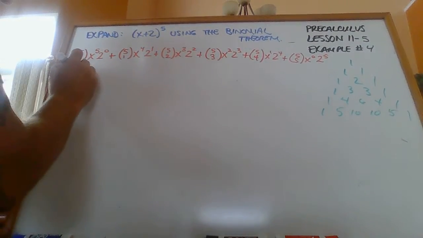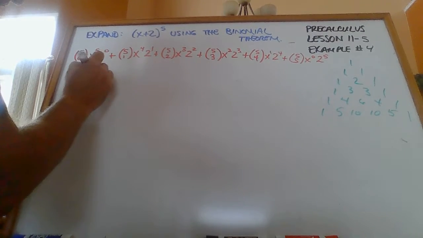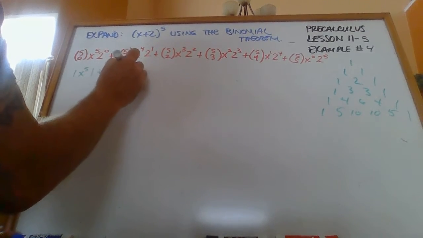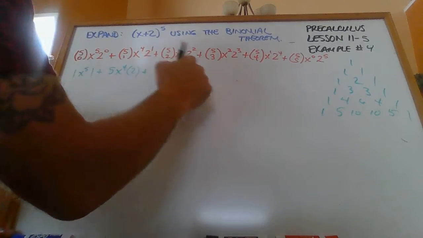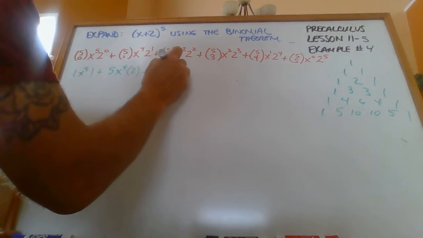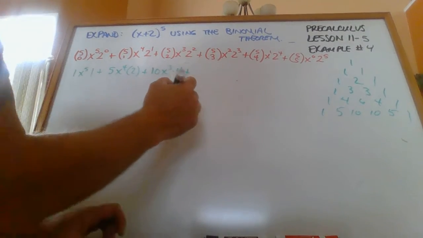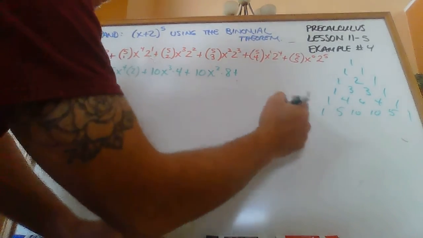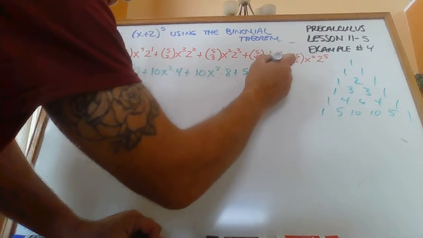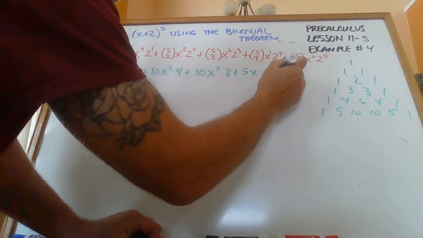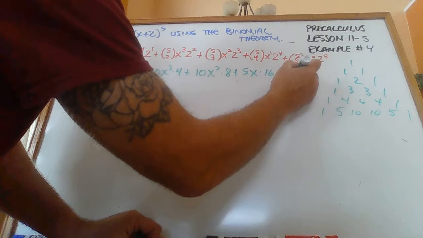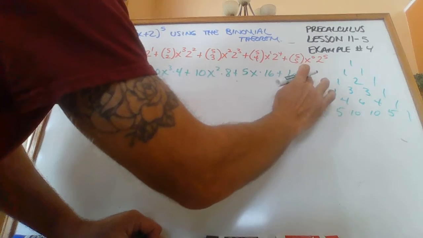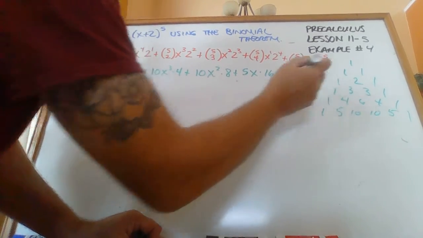So 5 choose 0 is 1 times x to the 5th, 2 to the 0 is 1, plus 5 choose 1 is 5, x to the 4th times 2, plus 5 choose 2 is 10, x to the 3rd times 4, plus 5 choose 3 is also 10, x squared, 2 to the 3rd power is 8, 5 choose 4 is 5, x, 2 to the 4th is 16, 5 choose 5 is 1, x to the 0 is 1, and, whoops, not plus, times, 2 to the 5th is 32.